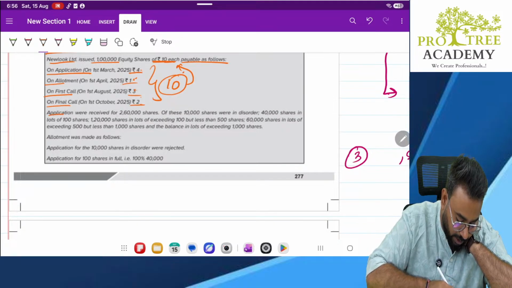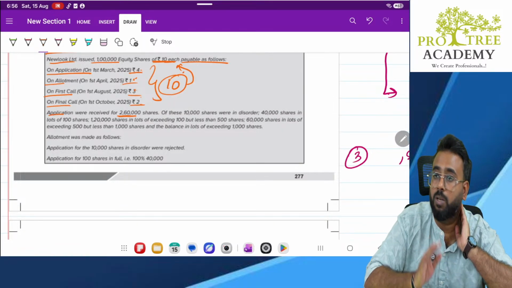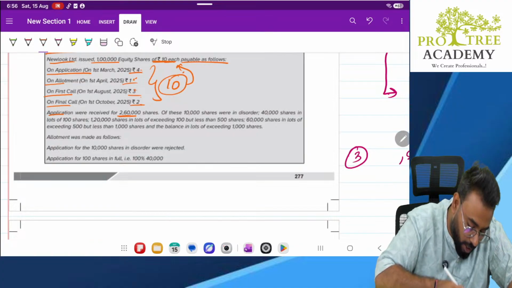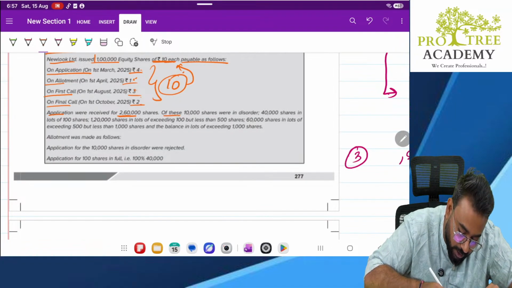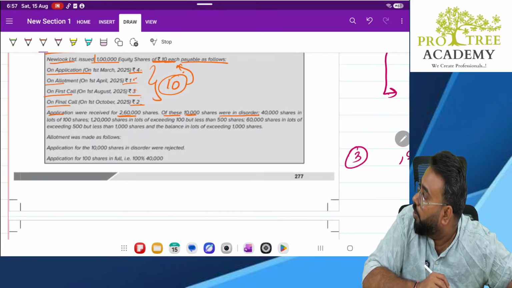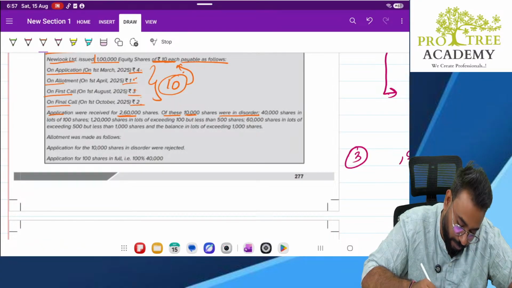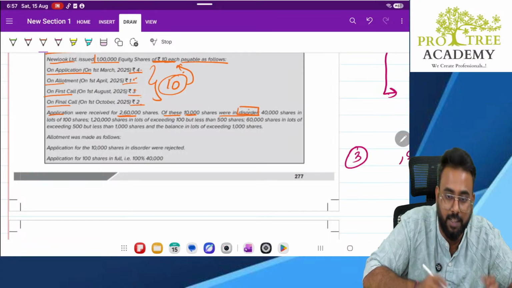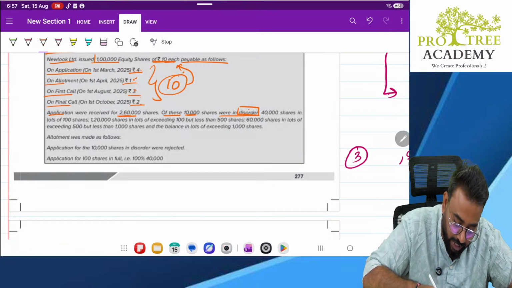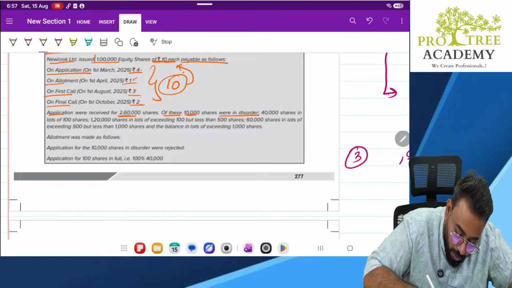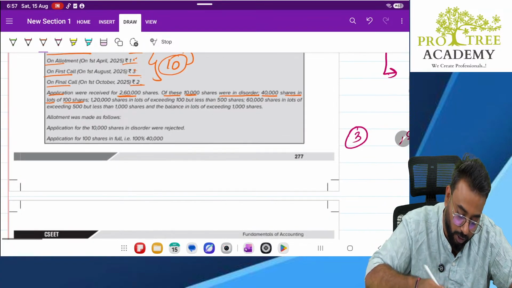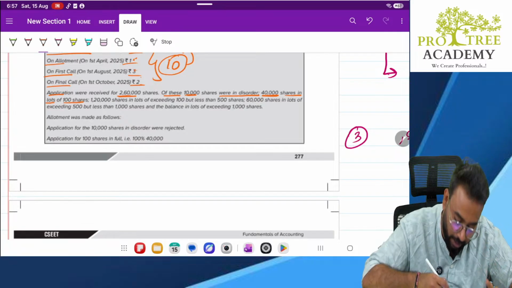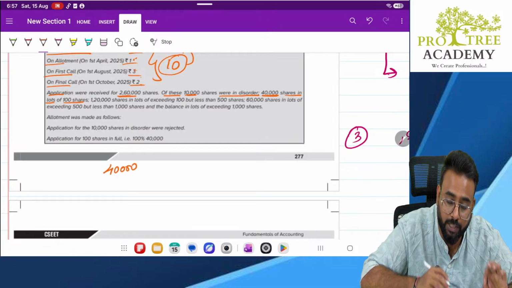Now, applications were received for how many shares? 2,60,000 shares. How many are we actually issuing? We are issuing only 1 lakh, but we have received 2.6 lakh. Of this, 40,000 shares were in lots of 100 shares. That means 40,000 shares applied in lots of 100 shares.